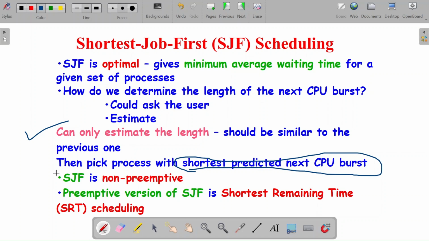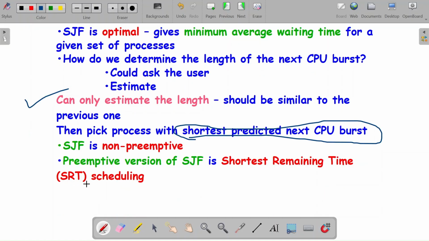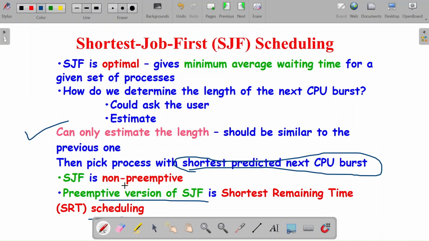Now, SJF is non-preemptive. Once a process starts working with the CPU, it will not release the CPU until it completes the job. But there is another version called the preemptive version of SJF. It is called shortest remaining time scheduling, SRTF or SRT. This SRT is a preemptive version of SJF.